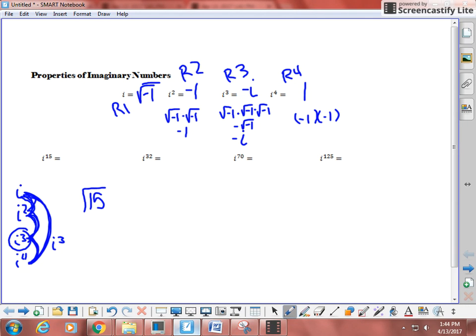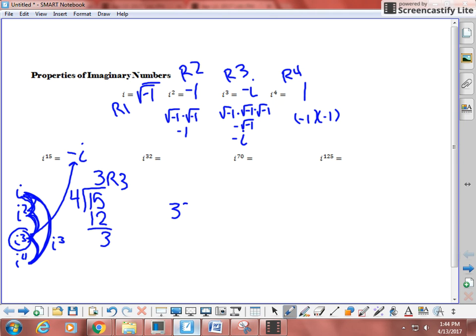We say 15 divided by 4, because there's 4 choices to choose from. Well, it goes in 3 times, which gives me 12, and then a remainder of 3. Well, a remainder of 3 is a negative i. So we know that those two match.